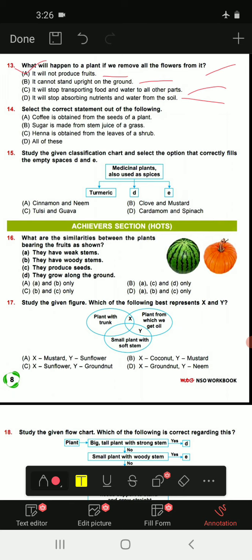Next question. Select the correct statement out of the following. Option A, coffee is obtained from the seeds of a plant. Option B, sugar is made from stem juice of a grass. Option C, henna is obtained from the leaves of a shrub. And option D is all of these. Which option is correct? Option D, that is all of these. So these three options are correct.